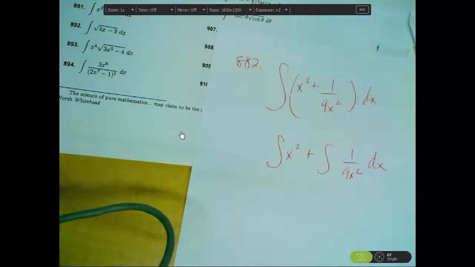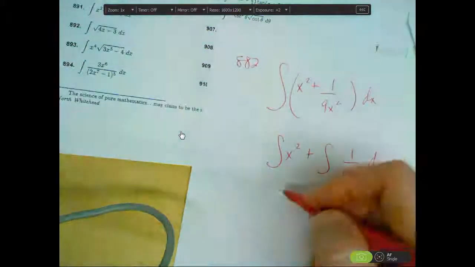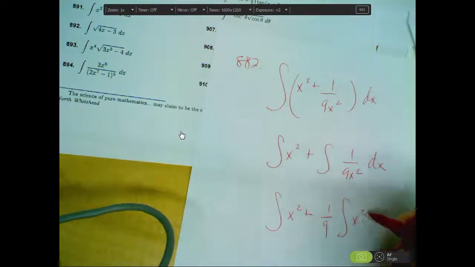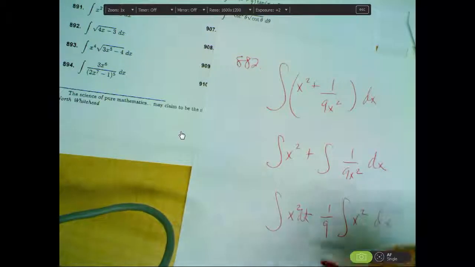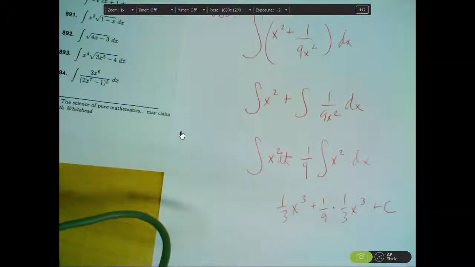Okay? So in this case, oh, this isn't even a u substitution one. In this case, you would have the integral of x squared plus 1/9 times the integral of x squared. I don't know why this is in the u substitution category. So this is just 1/3 x cubed plus 1/9 times 1/3 x cubed plus c. Simplify. That's silly. That shouldn't be in the u substitution category.